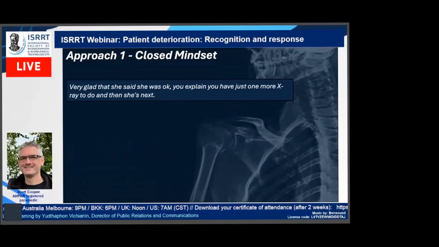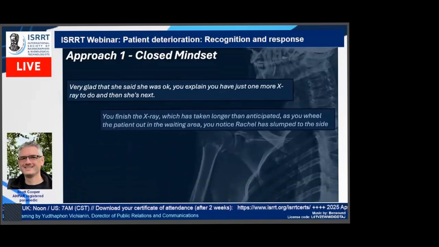So our first approach is going to be one of a closed mindset, where you hear that she's okay. She said she's okay. You're happy with that. You explain you've got one more X-ray to do, and then she's next. So you head off to do this X-ray, but it takes a lot longer than you thought it would because it's a bit more complicated.